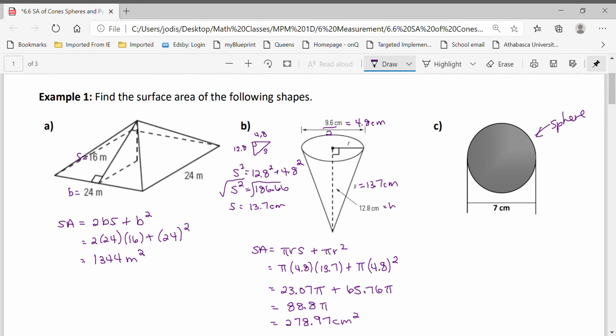Okay, and then part C, this is supposed to be a sphere. It should be 3D. It just doesn't really look like it. So the surface area of a sphere is just 4 pi r squared. In this case, they gave us the diameter, so we need to divide by 2. We get 3.5. So 3.5 squared, we can plug that right in. This is a nice easy one, just multiply everything, and you get 153.93 centimeters squared.